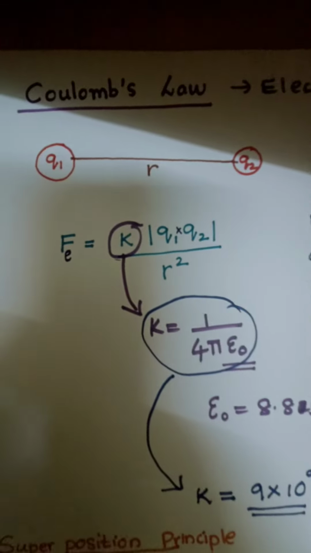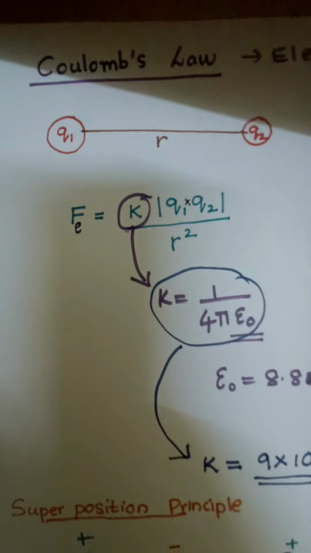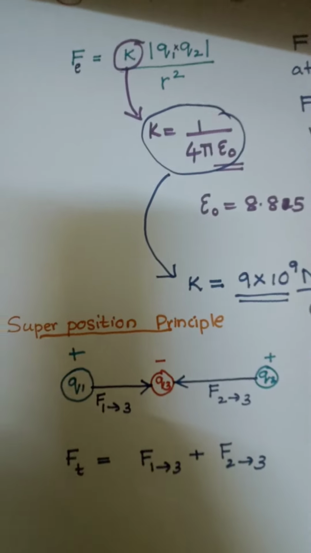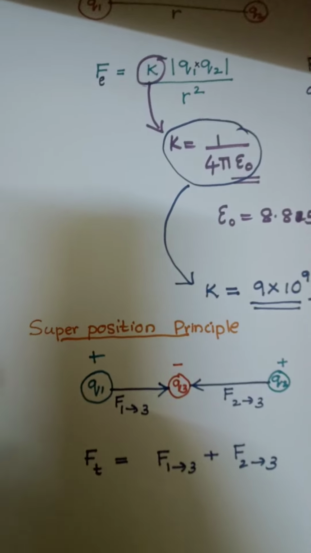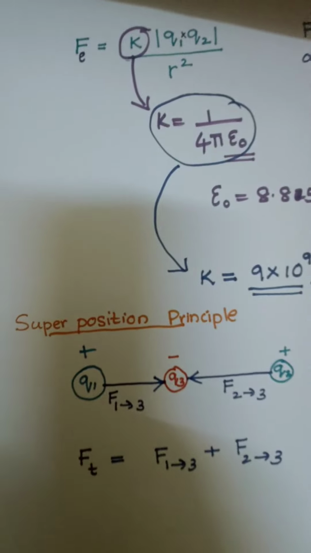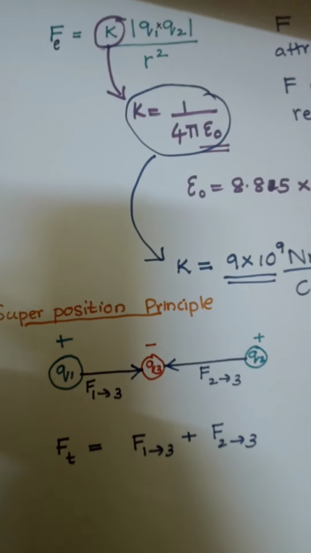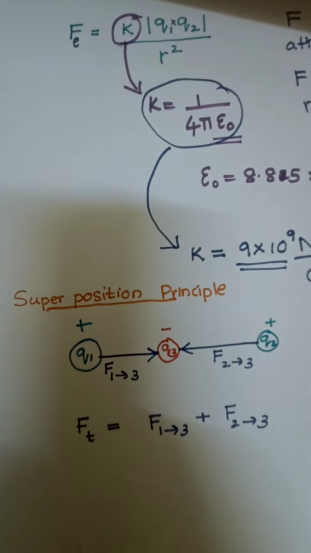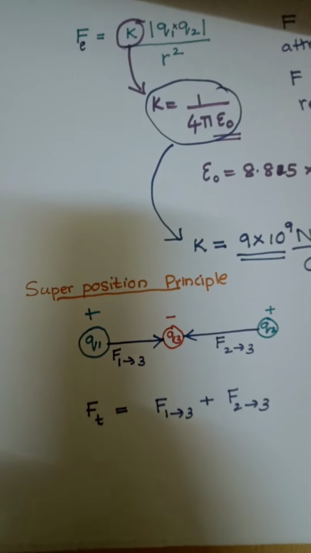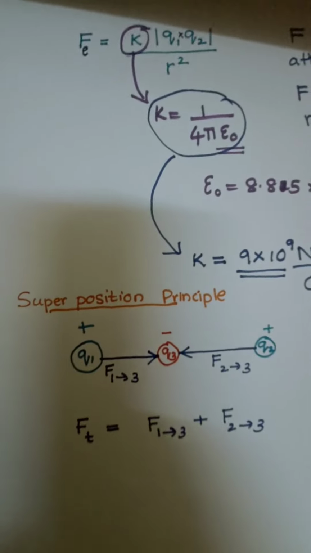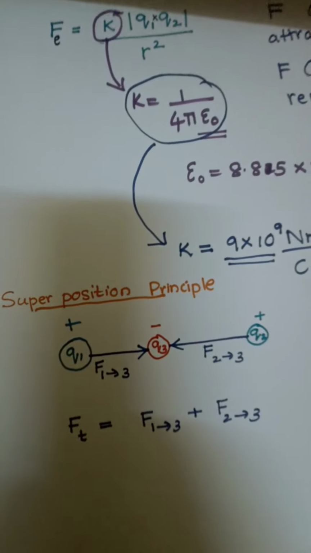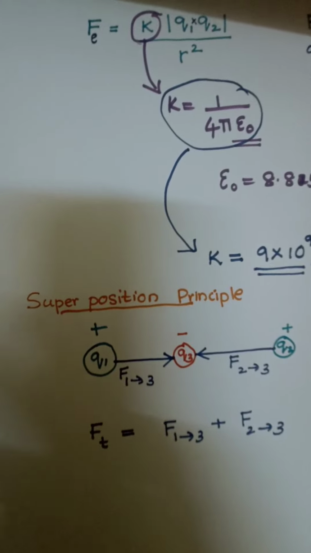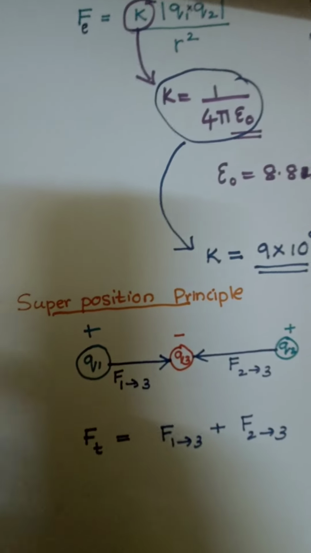Here we have only two charges. But if there are more than two charges, then it is very difficult to calculate the force, so we apply the superposition principle. Look at the picture. We have two positive charges Q1 and Q2 and a negative charge Q3. To find the total force on Q3, we take the algebraic sum of the force from Q1 on Q3 and the force from Q2 on Q3.